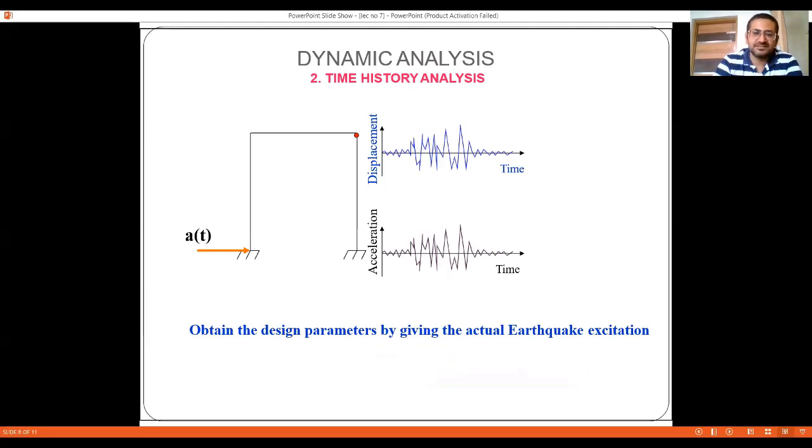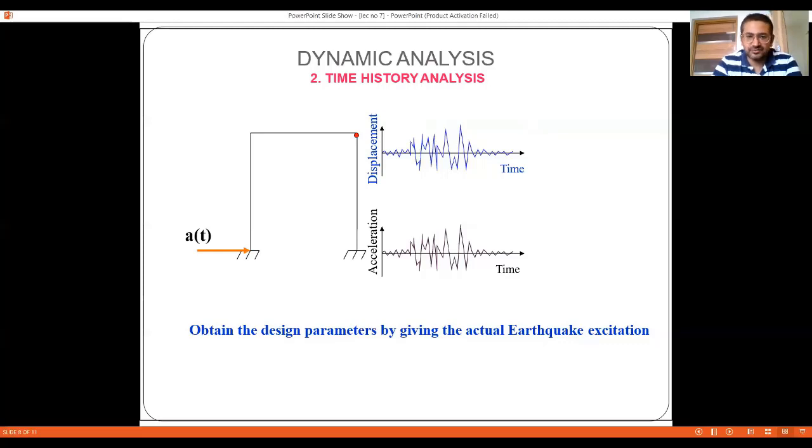Next comes the time history analysis, which is also included under the category of dynamic analysis. Now, what is the difference between the response spectrum method and the time history analysis method? The first thing is that the results of the time history analysis method are going to be more accurate for a given earthquake as compared to those of the response spectrum analysis method.